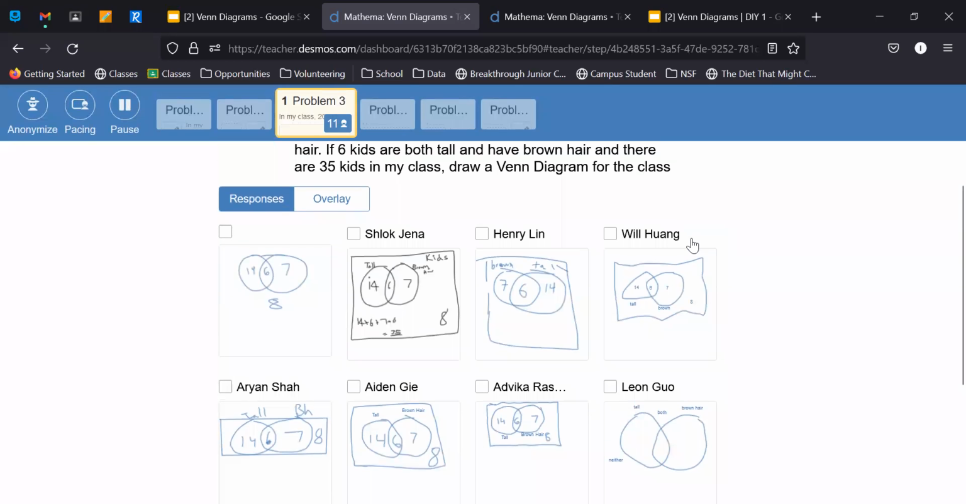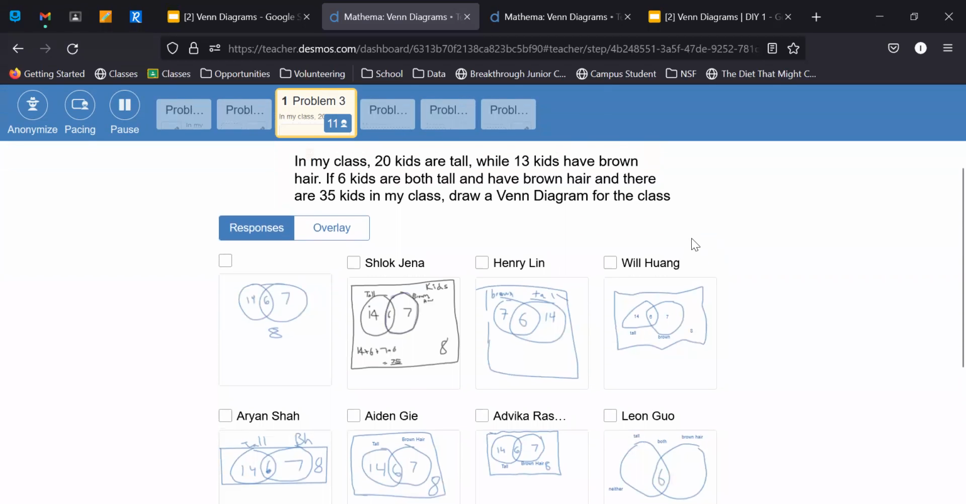So do we just subtract 3 from both, or how do we know how many are?